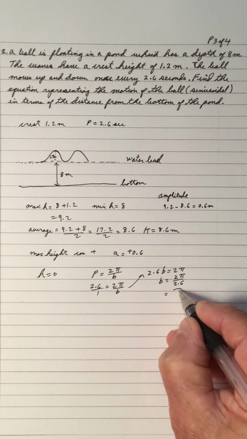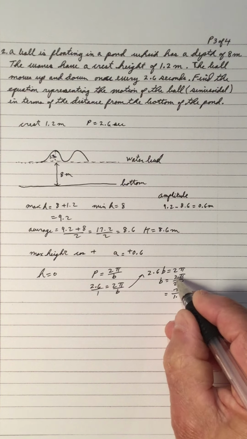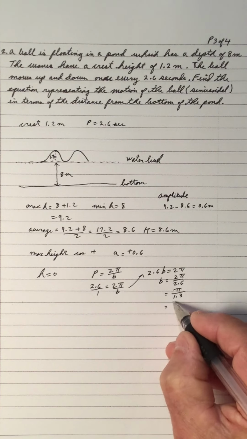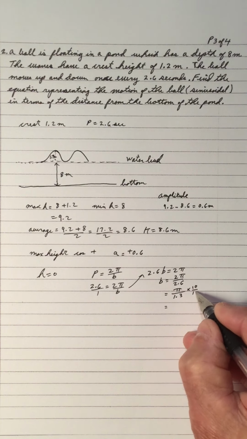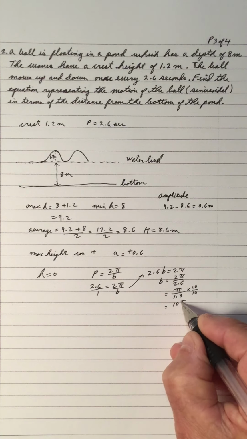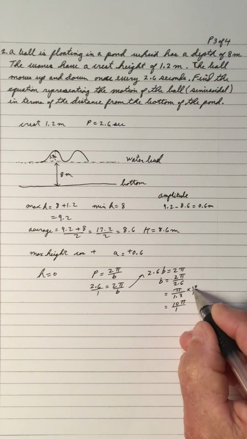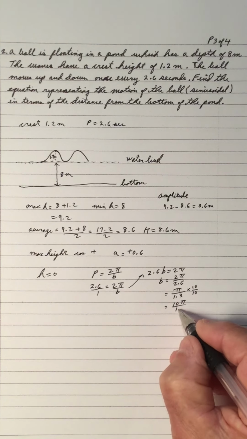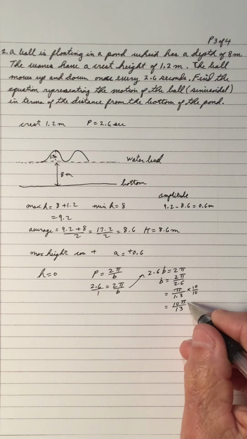That's pi over 1.3, dividing by 2. And that's equivalent to, because that's a decimal, if you multiply top and bottom by 10, you get 10 pi over 13. 10 times pi is 10 pi, and 10 times 1.3 is 13. So B is 10 pi over 13.